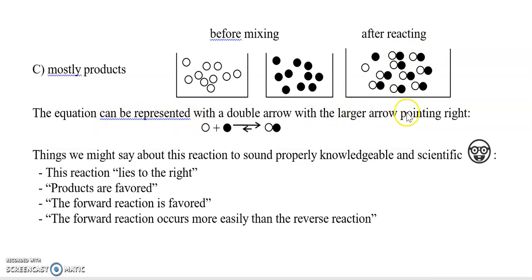And this is how we represent it in the equation. So this is a reaction where we have a large arrow to the right indicating that most of what's in the bin after the reaction is these product molecules. And there's only one of each of the unreacted reactants. And what we would say about this one is this reaction lies to the right, that the products are favored, or that the forward reaction is favored. And this is related to the fact that the forward reaction occurs more easily than the reverse reaction. So that's how we describe these equilibriums.